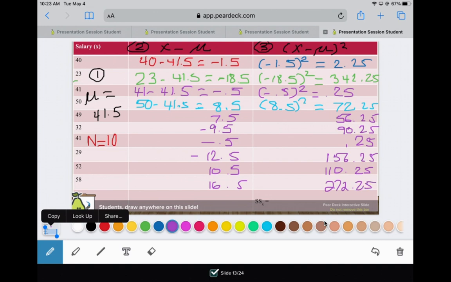Okay, I'm going to pause for you to take a moment to look at the numbers, look at the steps. You can copy this down, and then you can ask me questions.